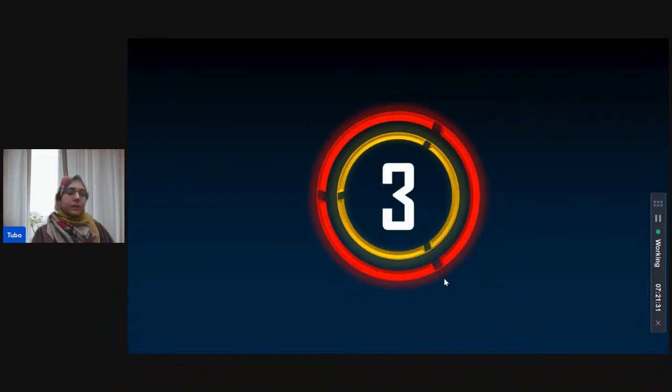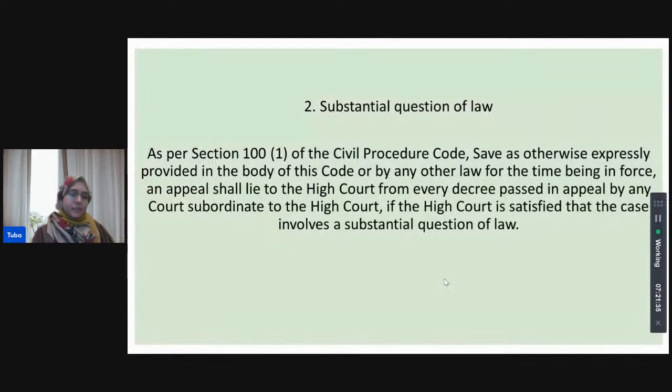Come on, let's have some guesses in the comments. It is a substantial question of law indeed. Section 101 provides for it. It's a substantial question of law. As it states, if the High Court is satisfied that the case involves a substantial question of law.